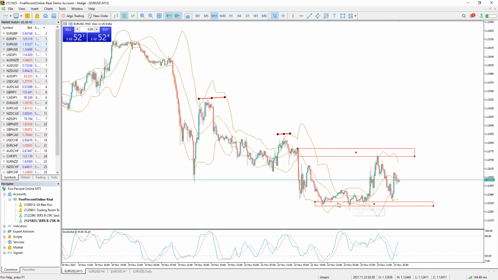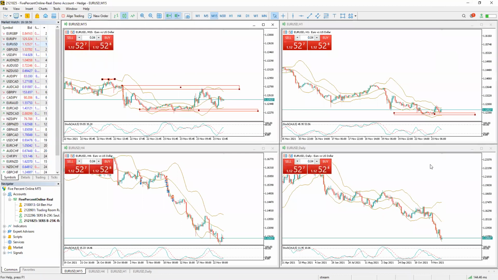I see this support on the M15, this big supply on the M15. So actually, the market is consolidating on M15. On H4, it's something very different. On daily and H4, we see clearly that the market is only going down. And we see this clearly.